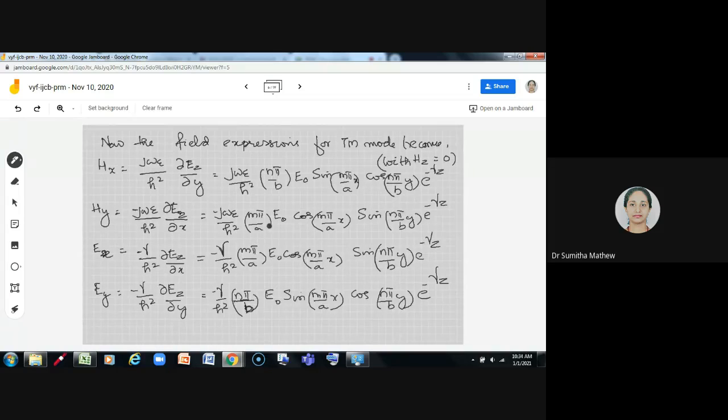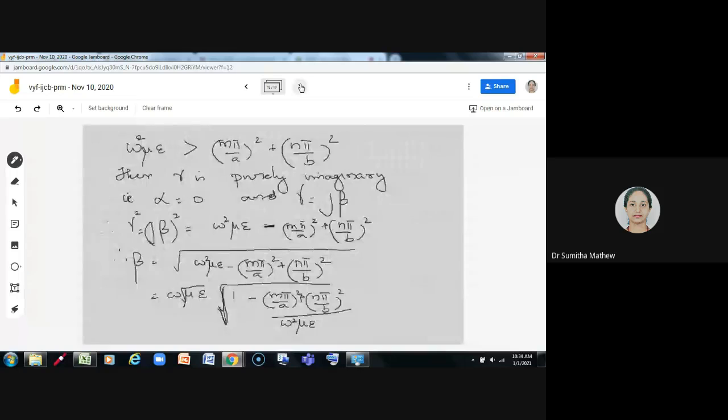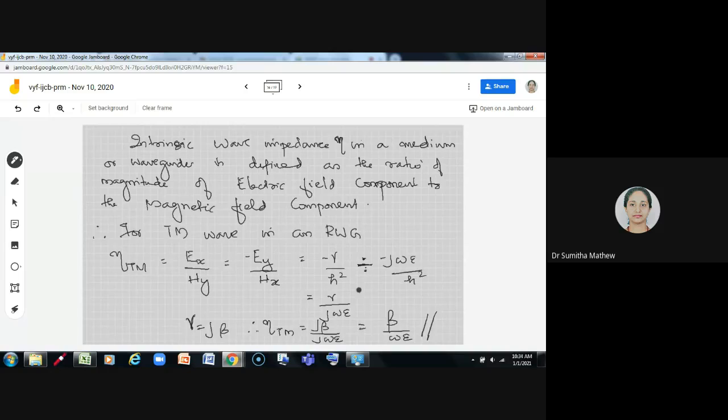Ex divided by Hy means these cosine, sine, phase factors will get cancelled. A by A0 will also be cancelled. The result will be minus gamma by x square divided by minus j omega epsilon by x square. If you take Ey by Hx, then you have to take the fourth and the first equations. That's the only difference. Any one you can take. So when you take Ex by Hy and divide by the amplitudes, you get gamma by j omega epsilon.